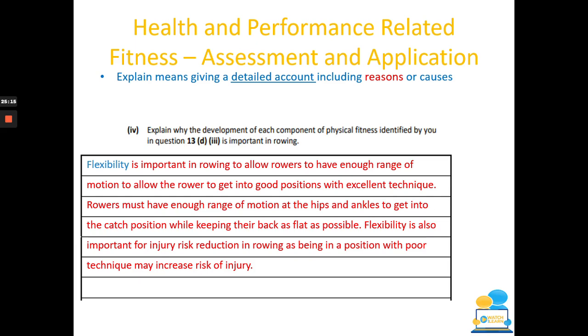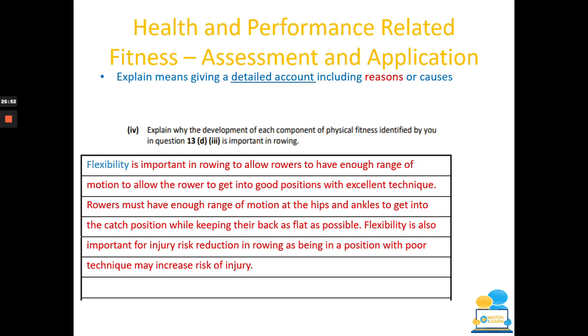The next question is looking for us to explain. So we're looking to give a detailed account, including reasons or causes. So they're asking us to explain why the development of each component of fitness identified by you in question 13D is important in rowing. So flexibility is important in rowing to allow rowers to have enough range of motion to allow the rower to get into good positions, as we referred to previously. They must have enough range of motion at the hips, the lower back and the ankles to get into the catch position while keeping their back as flat as possible. So again, if their lower back is rounding, that could leave them susceptible to injury.